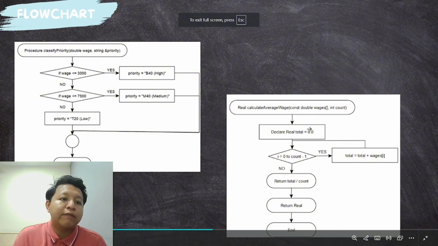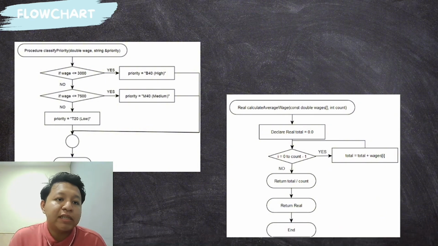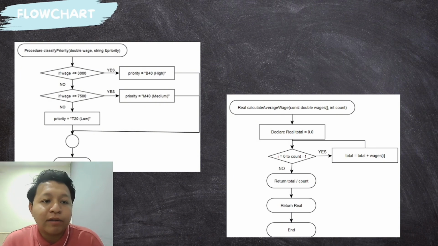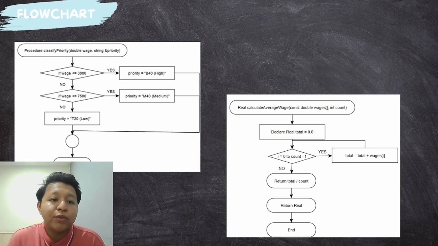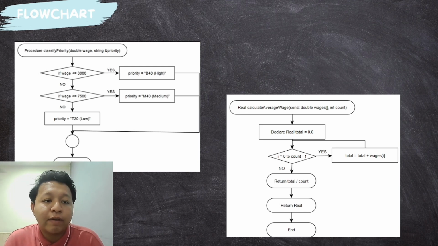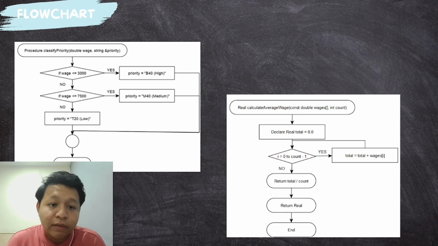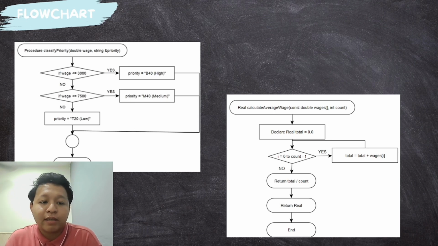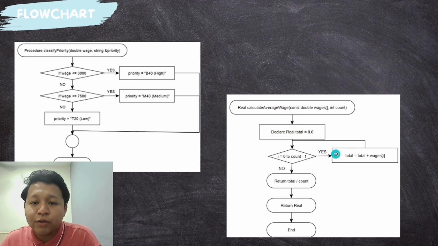This function is classify priority, with parameters double wage and string priority. Selection: if wage is less than or equal to 3000, yes, priority equals B40, high chances. No, if wage is less than or equal to 7500, yes, priority equals M40, medium chances. No, priority equals T20, low chances. End function.